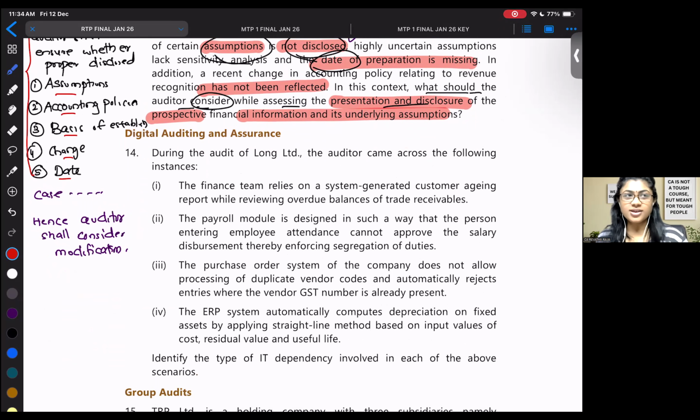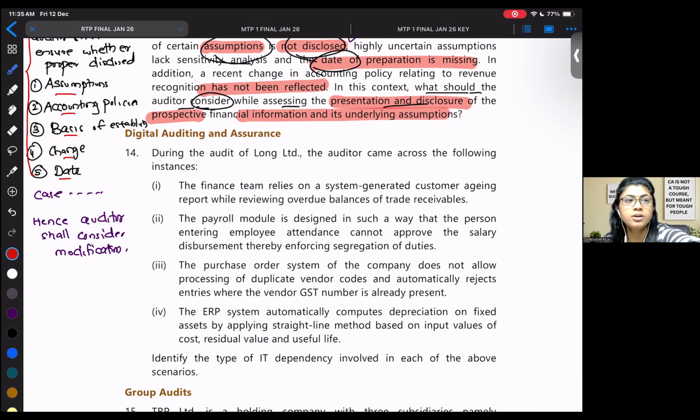Next one, digital auditing. How many of you left digital auditing? Anyone who left digital auditing? Just asking out of curiosity. Digital auditing is one of the topics which is a sure shot. Sure shot means they will ask in the exam. I used to say don't leave digital auditing or emerging areas. Both are sure shot.